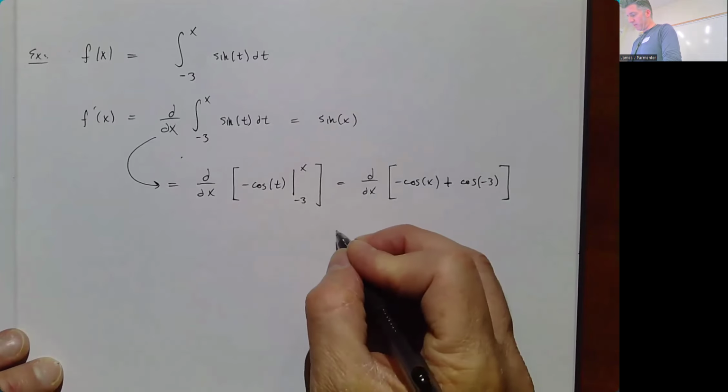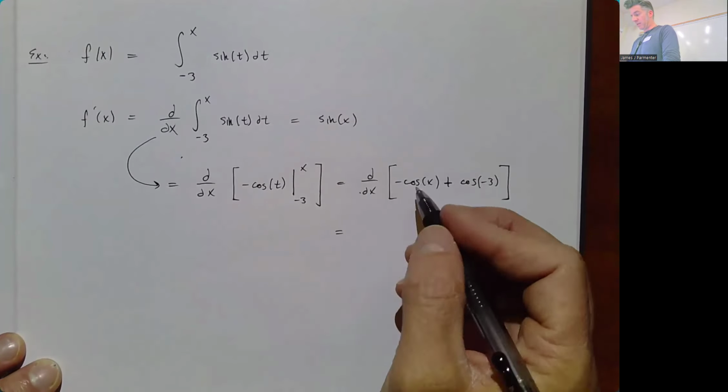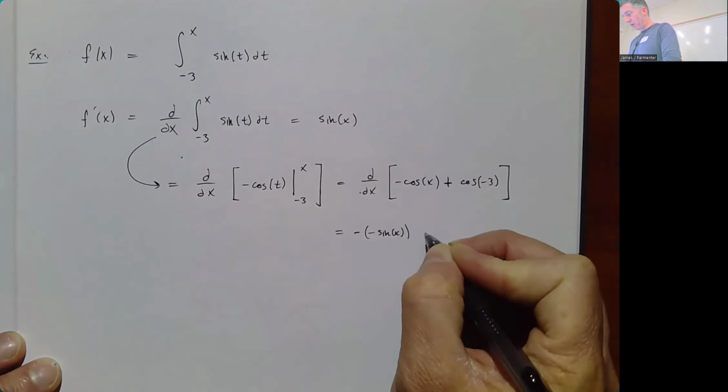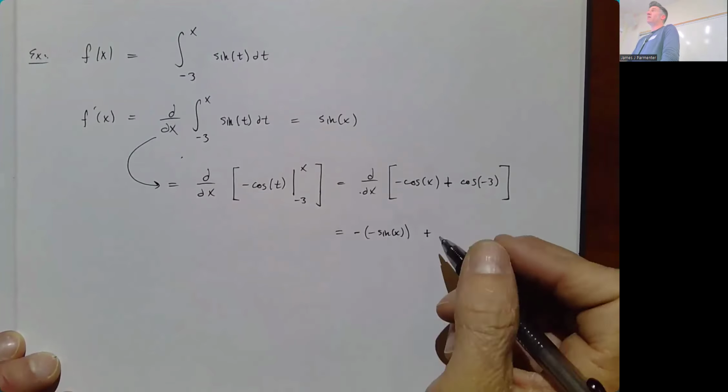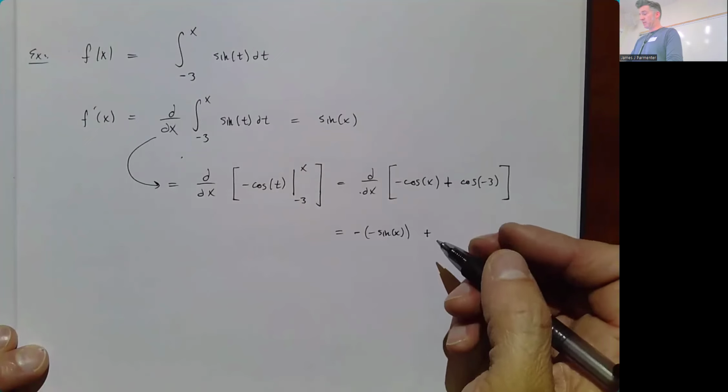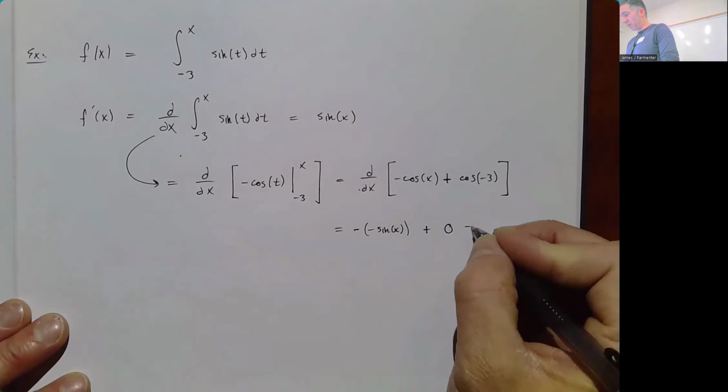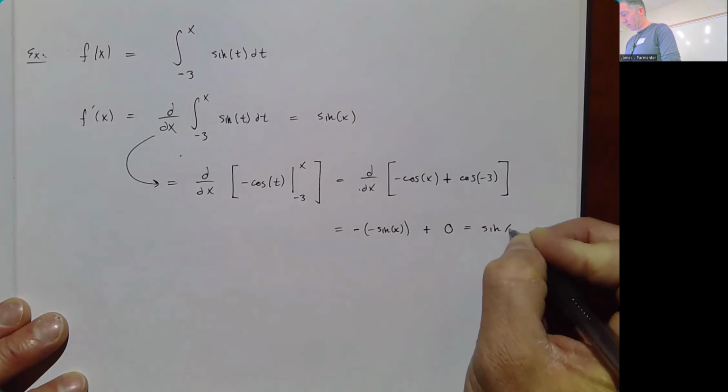Then we take the derivative. The derivative of negative cosine of x is negative sine of x. And the derivative of cosine of -3 is not sine of -3 or negative sine of -3. It's 0. I don't know what cosine of -3 is, but I know it's a constant. It's a never changing value. It's always going to be the same thing. If something never changes, its rate of change is 0. Its derivative is 0. So look, we get back to where we started.